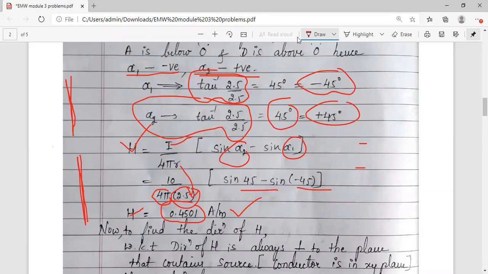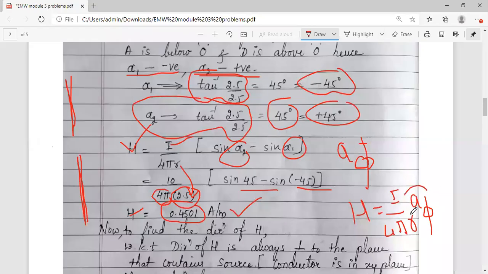But in the formula, whatever we have used, we have always used the a phi direction. Remember, whatever H formula we write, H equals I by 4 pi r, we specify the a phi direction. But whatever we are dealing with is all x, y, z, that is the rectangular coordinate system. So we need to convert this. We need to find the equivalent, whether it will be ax, ay or az.